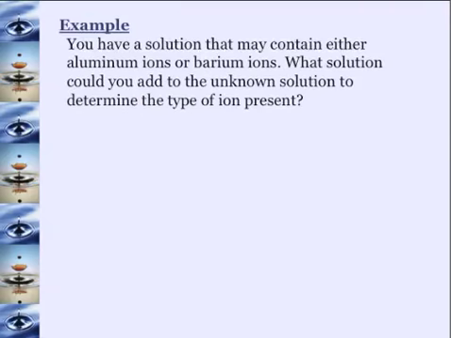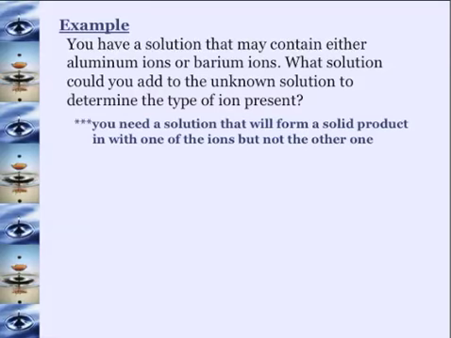For example, you have a solution that may contain either aluminum ions or barium ions. What solution could you add to the unknown solution to determine the type of ion present? So, you will need a solution that will form a solid product with one of the ions but not with the other one.